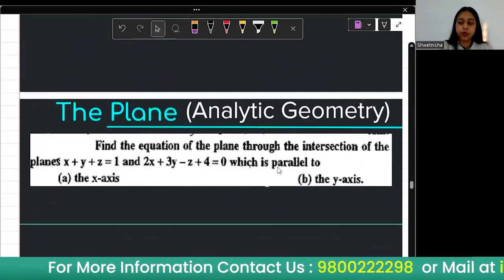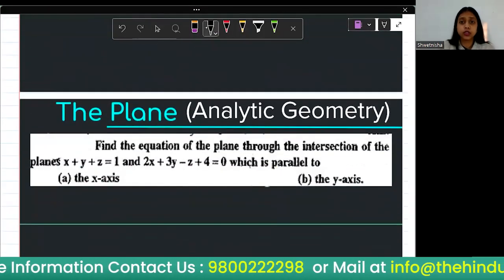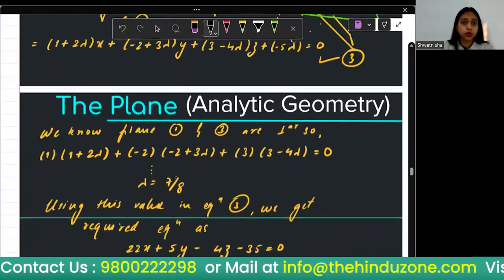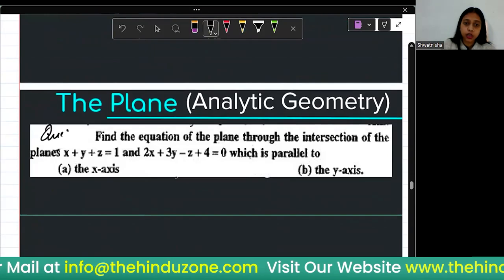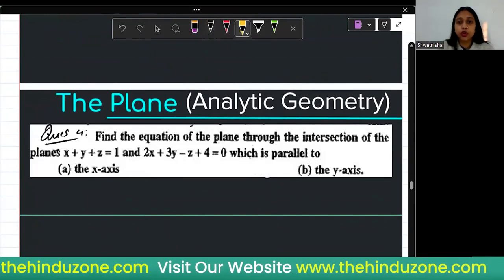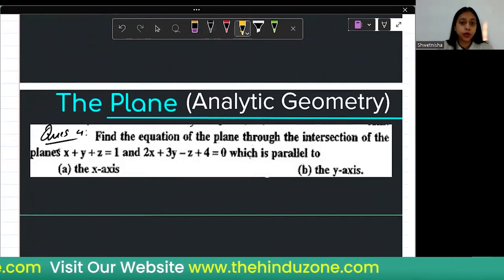Next, we have this question. See how easy this is. This is also the same kind of question. Question number 4: find the equation of the plane through the intersection of the planes this and this.